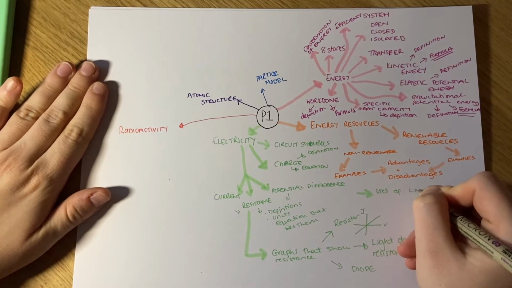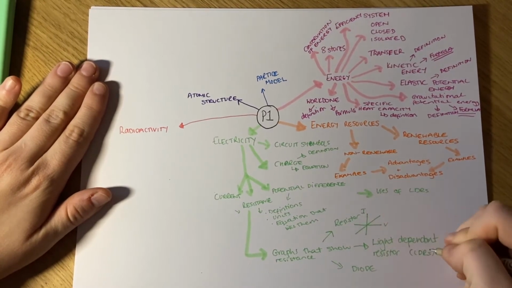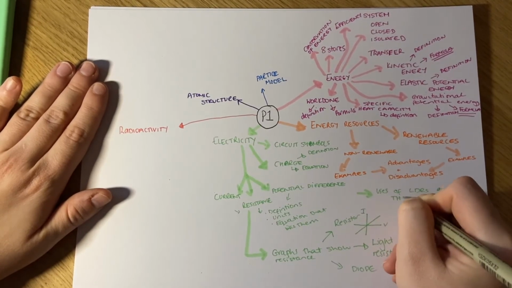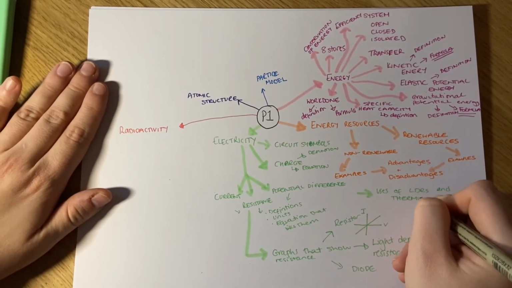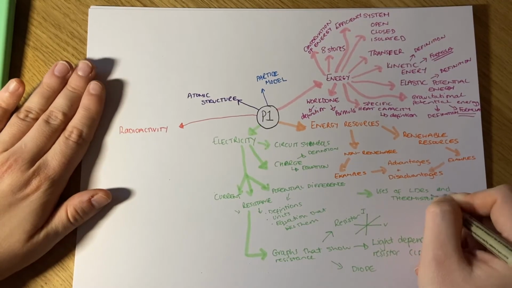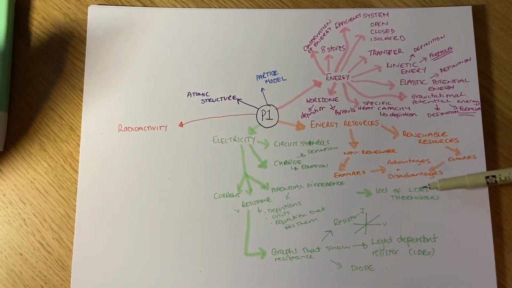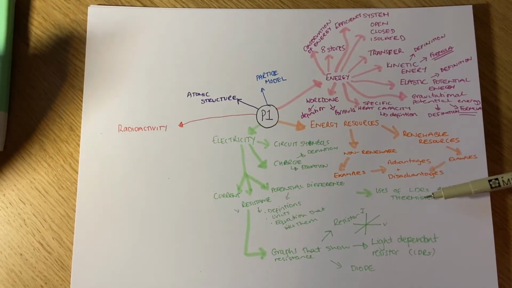Now, I also want you to be able to tell me the uses of LDRs, so that's light dependent resistors, and thermistors. Now, basically, these two things have an internal resistance that changes depending on whether it's bright outside or it's dim, and whether it's hot or cold. And they can be really useful.